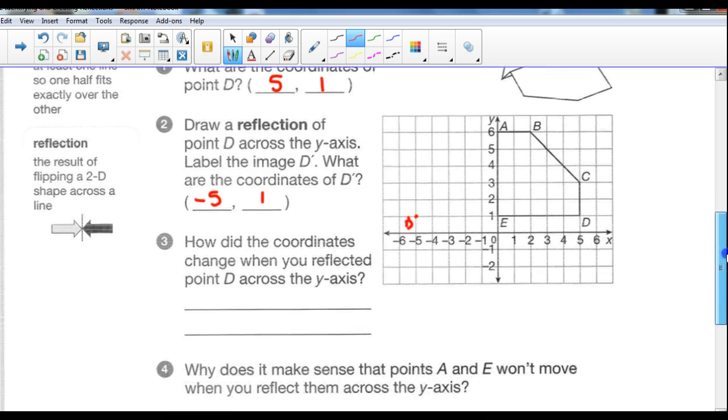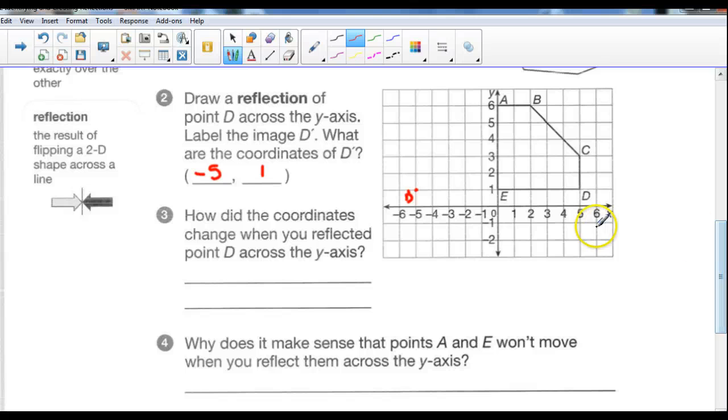How did the coordinates change when you reflected point D across the axis? Well, the x changed and the y did not change.